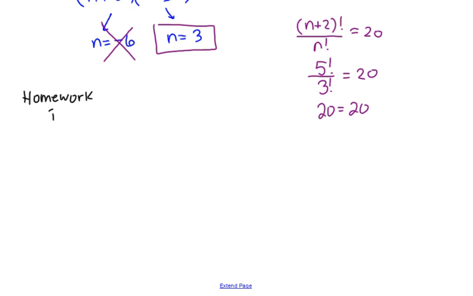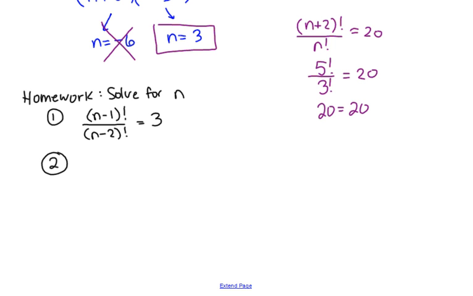questions also. Number 1, solve for n. N minus 1 factorial divided by n minus 2 factorial. Question, who's bigger? N minus 1 or n minus 2? N minus 1, thank you. Okay. Equals 3. And number 2, n factorial all over n minus 2 factorial equals 12.